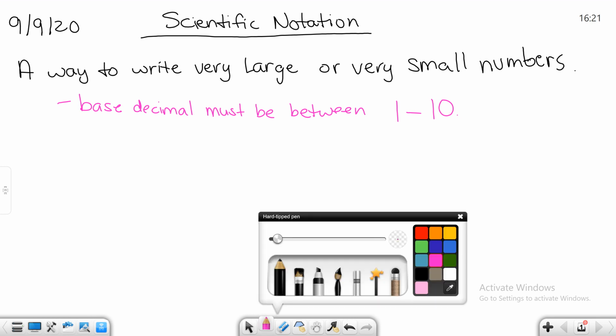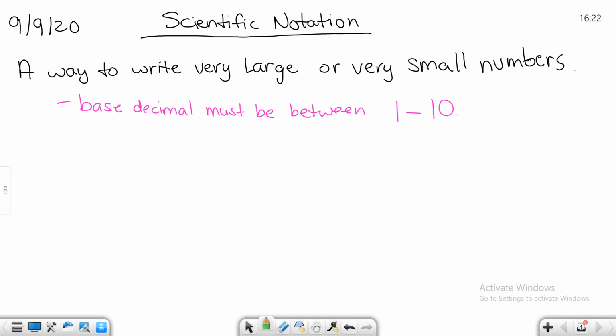And the second rule is that we have to multiply that decimal by a power of 10. So whatever decimal we're using, that just means that we're going to multiply by 10 to a certain degree. And it might not make sense now, but it will in just a minute. Go ahead and write these notes, and I will give you 1 minute so that we can get started.